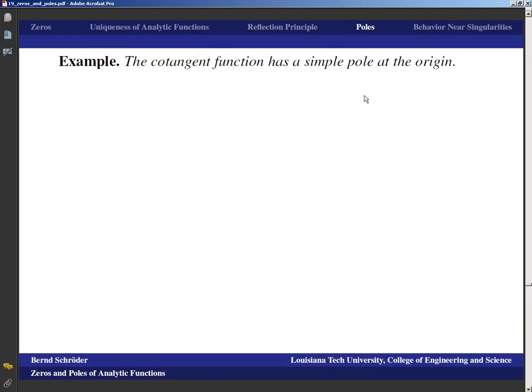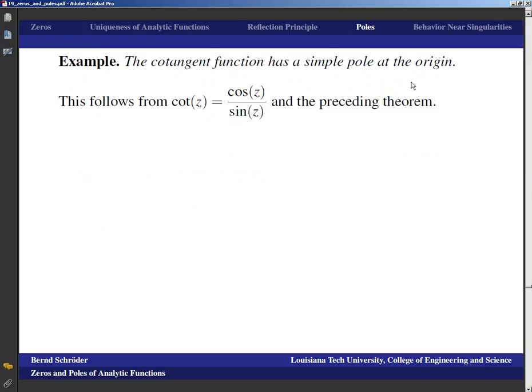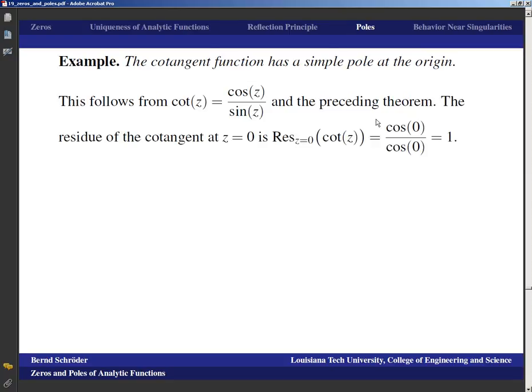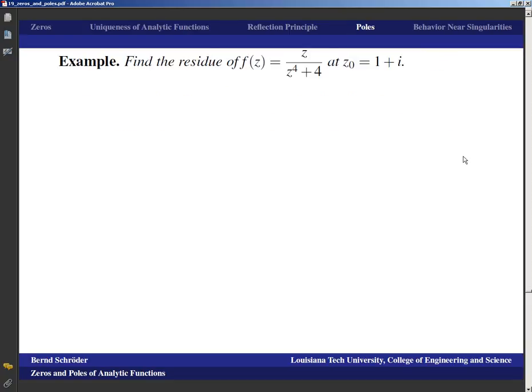Okay, the cotangent function, as an example, has a simple pole at the origin, and that's because cosine z over sine z is the representation, and cosine z is not equal to 0 at the origin. Sine of z has a 0 of order 1 there, as we had shown, and then we applied the preceding theorem. And the residue of the cotangent is then, of course, cosine 0 divided by the derivative of sine, which is cosine at 0, and that ends up being 1.